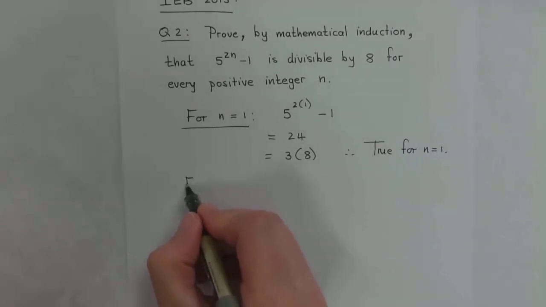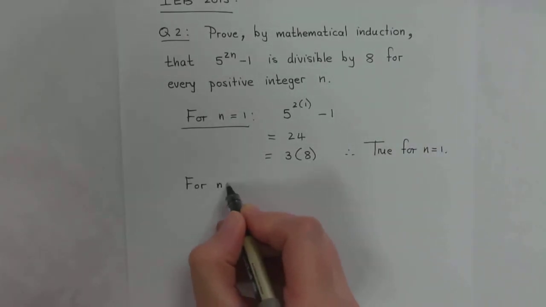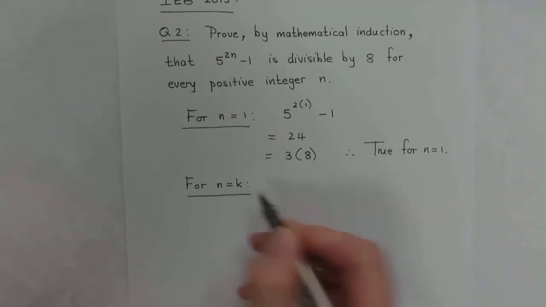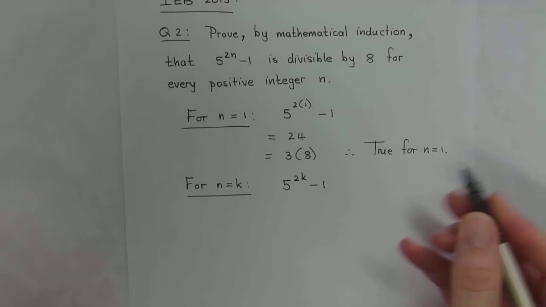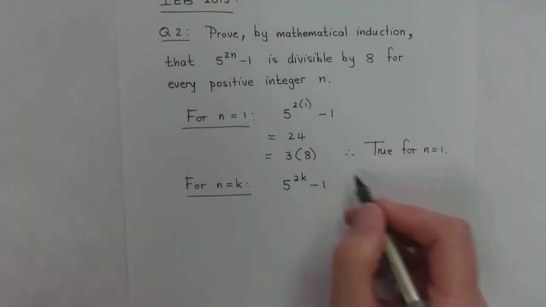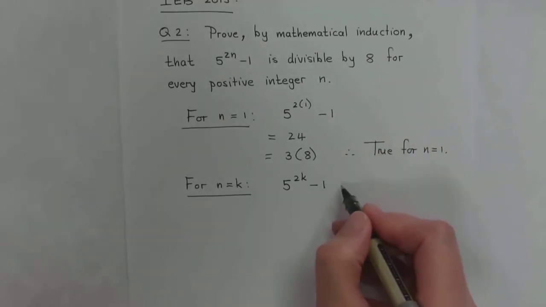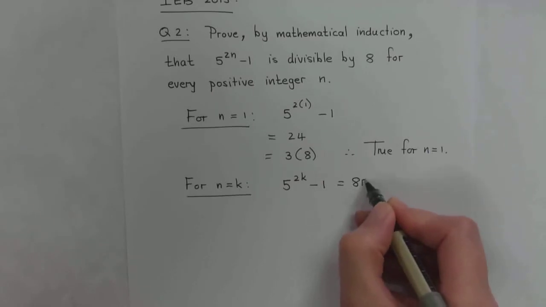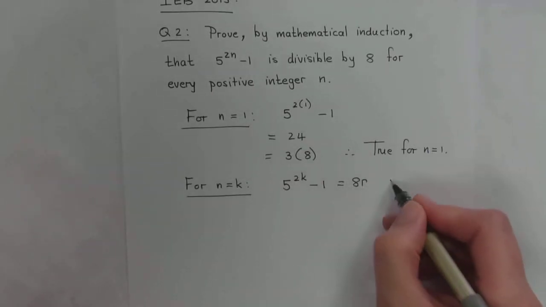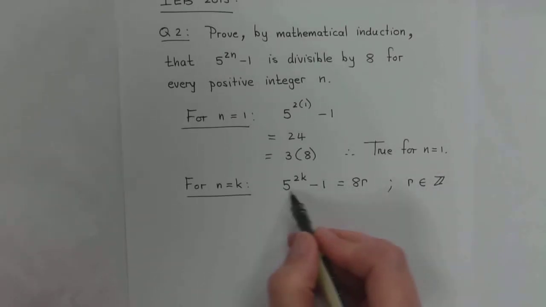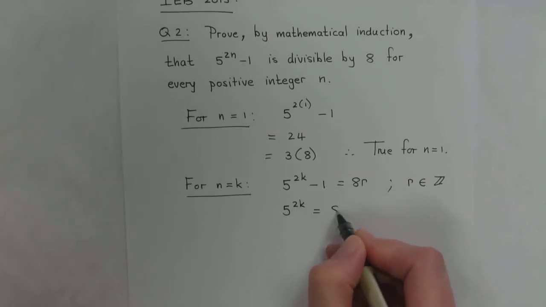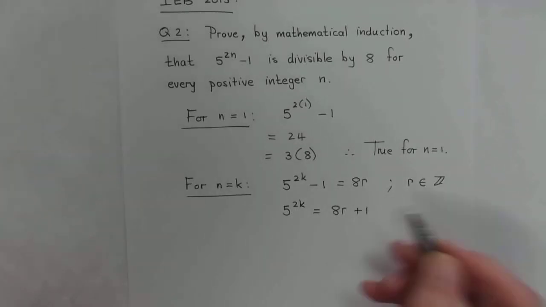Great. Now we're going to just do the substitution of n equal to k, which means 5 to the power of 2k minus 1. And I now have to go and create that multiple of 8. So I need to say it's 8 times r, which is a multiple of 8, and the multiple of 8 is divisible by 8. So where r is an element of the integers. And I'm going to prep the substitution, saying 5 to the power of 2k is 8r plus 1.